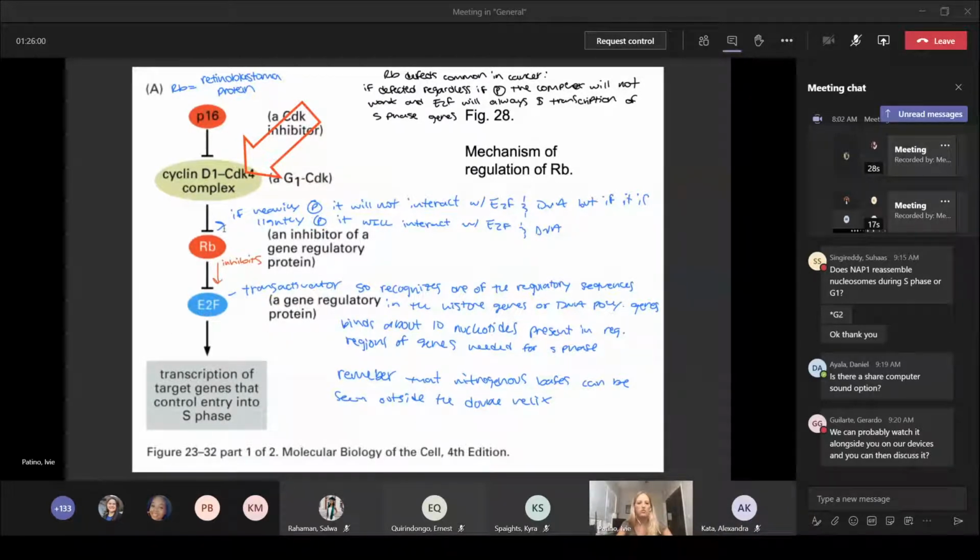So, okay, this might look a little complicated, but we'll break it down. So let's first talk about this E2F. So E2F is a transactivator. And if we remember what transactivators are, I could go back.